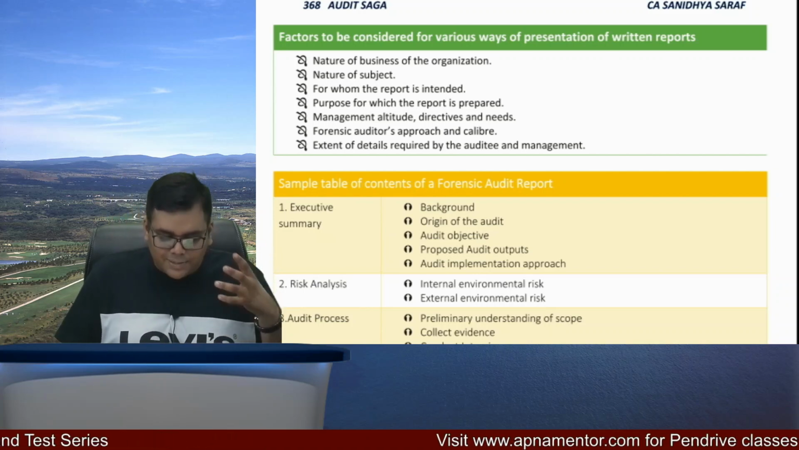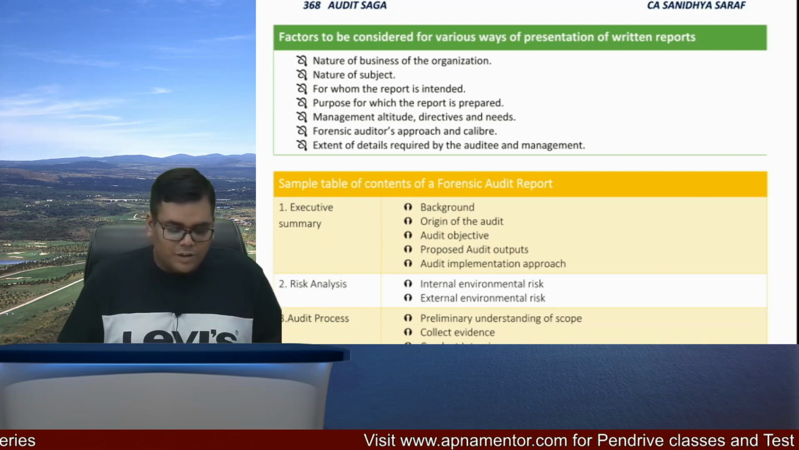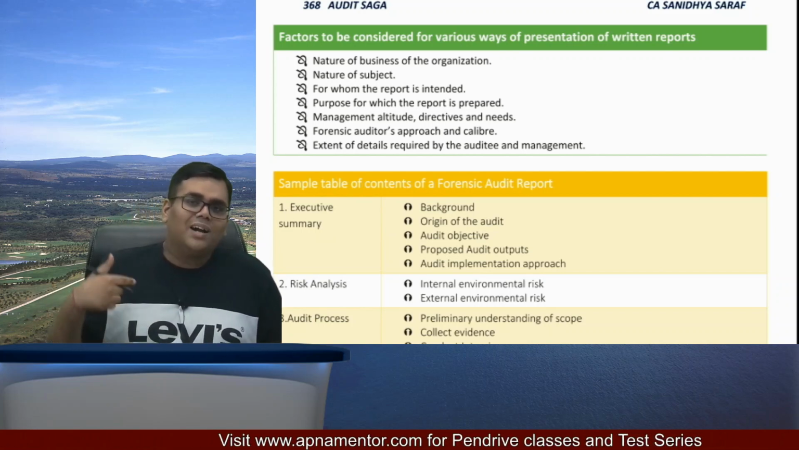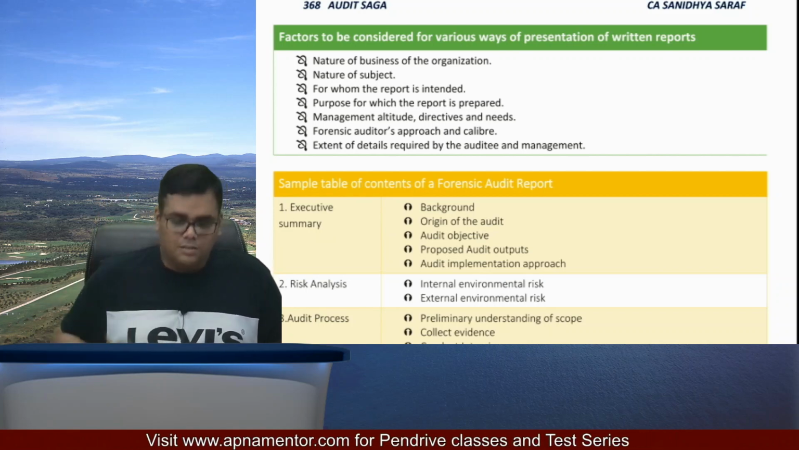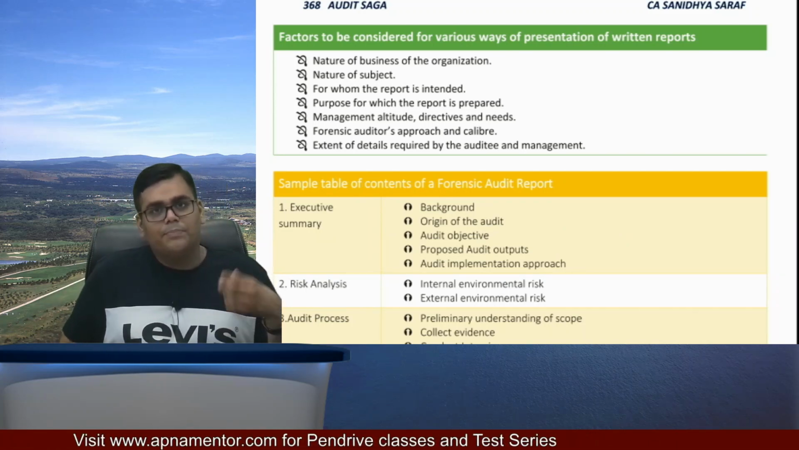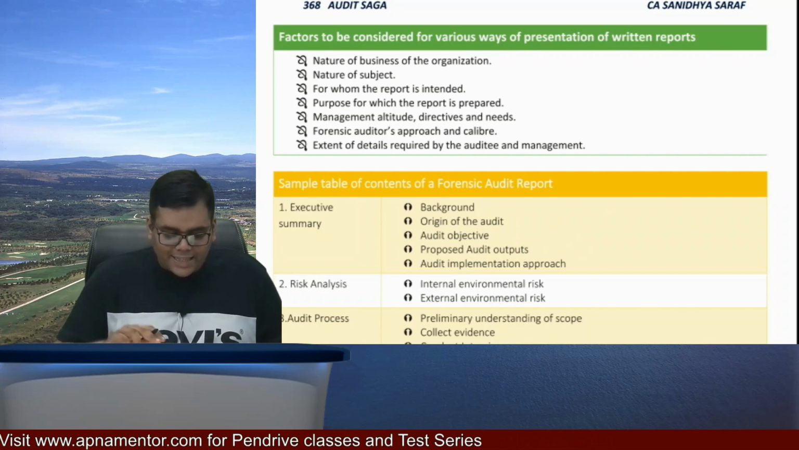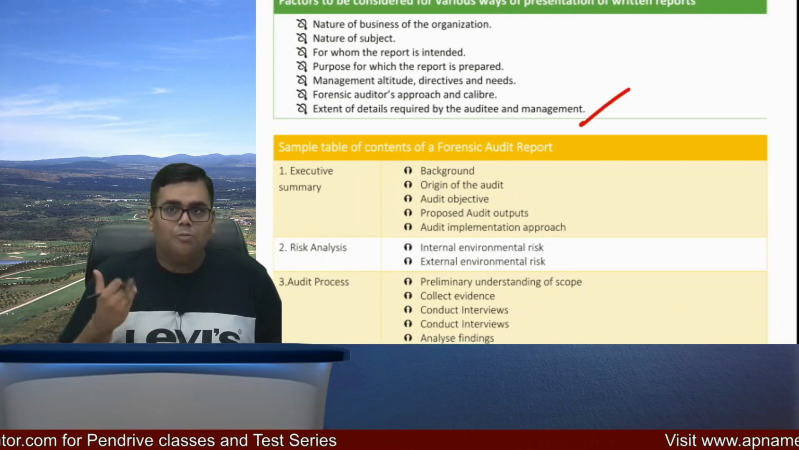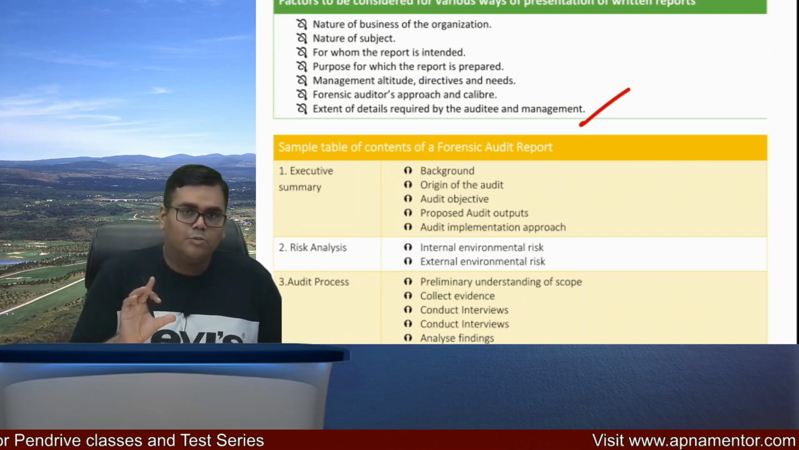So what is the management attitude, direction and needs? Forensic auditor's approach and caliber, that again is going to make a big difference, because ultimately what is your approach as a forensic auditor? That is something that will play a crucial role. And the extent of details required by the auditee and management. उनको कितना details चाहिए? How much detailed report they want? Accordingly, you must prepare the written report.